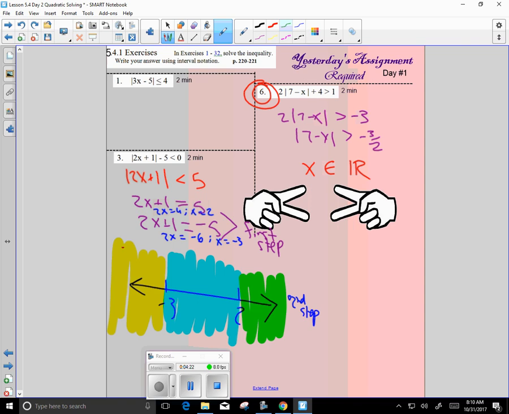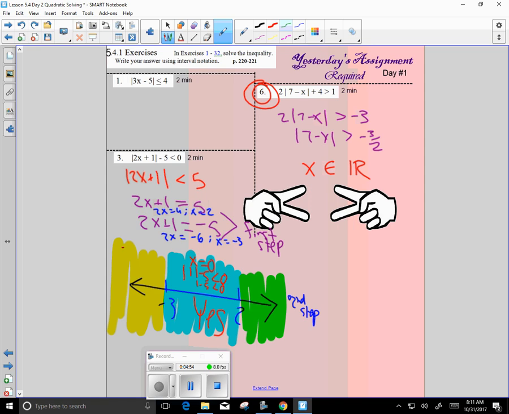Let's do the blue first. Isn't x equal to 0 like the easiest number to check? And what I would do is go back to the original and just say absolute value of 0 plus 1 minus 5. Is that less than 0? Is 1 minus 5 less than 0? Is it? Yes. So that's true. So we know we're going to have between negative 3 and 2. That one's going to work.